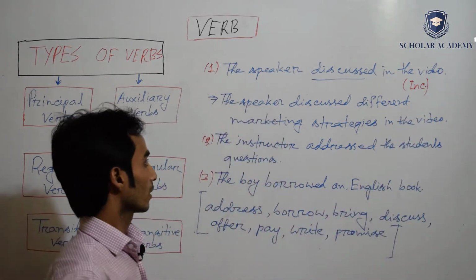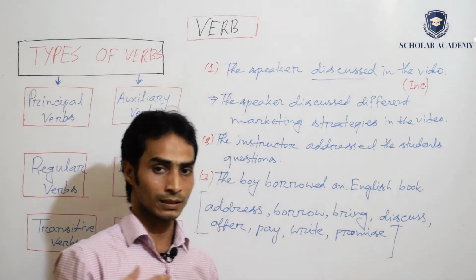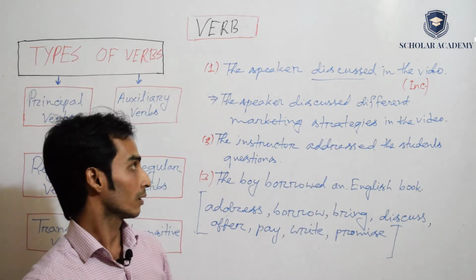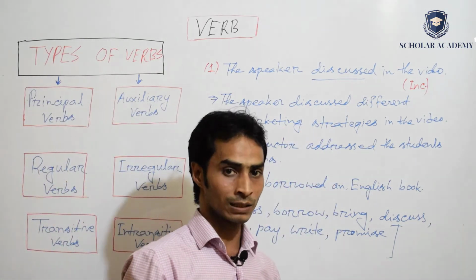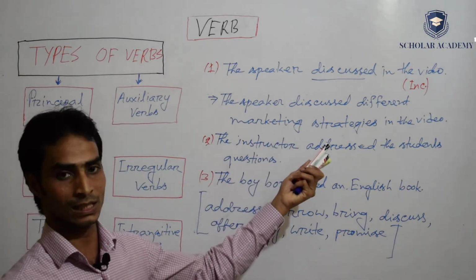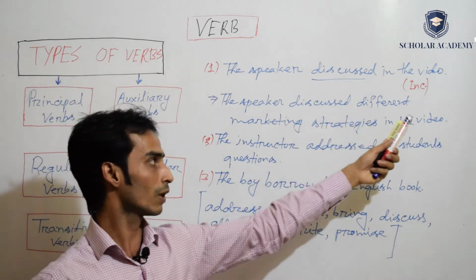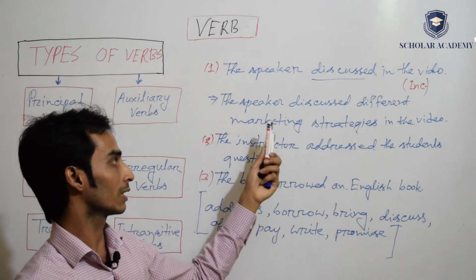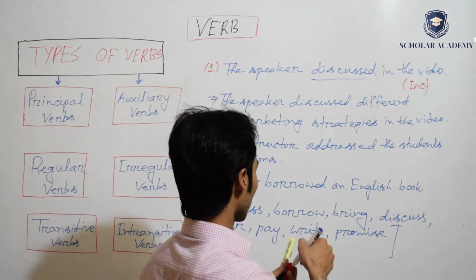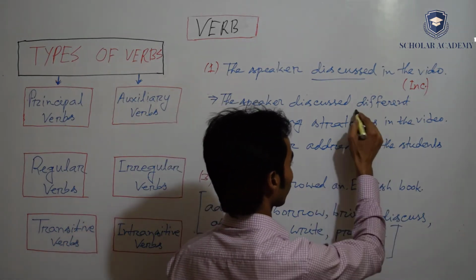Okay. If you can figure out in this format that the speaker discussed what or the speaker discussed who, at that time you can get the answer, you can get the object. The speaker discussed different marketing strategies. The speaker discussed what? The speaker discussed what in the video? The speaker discussed different marketing strategies in the video. So the object of this sentence is different marketing strategies.